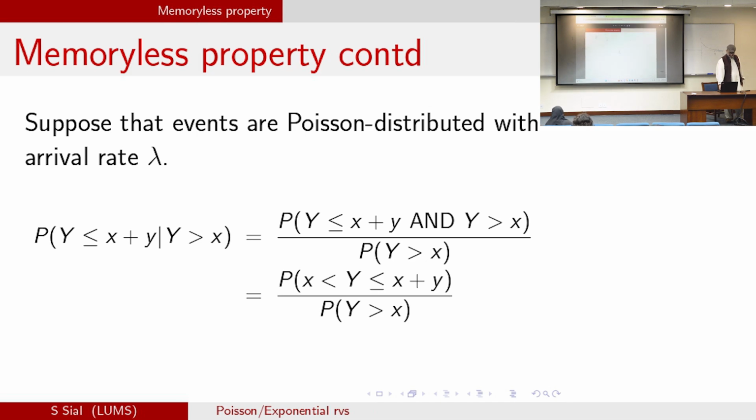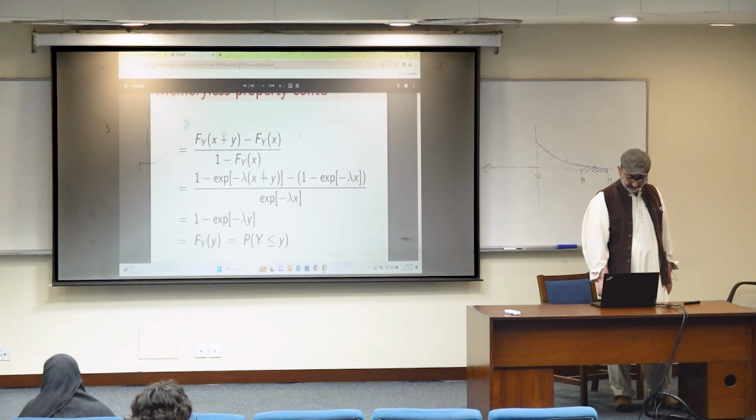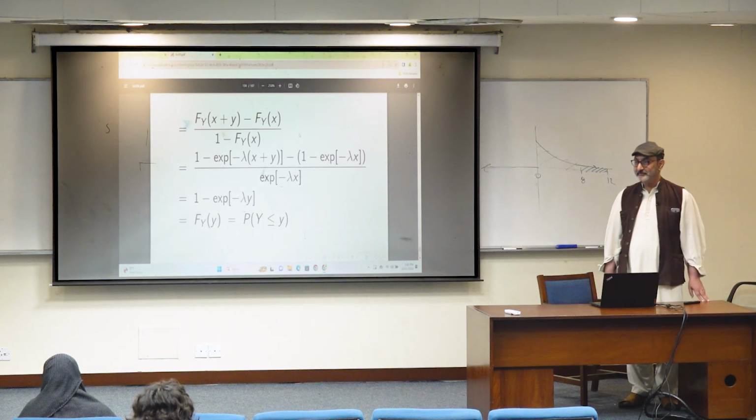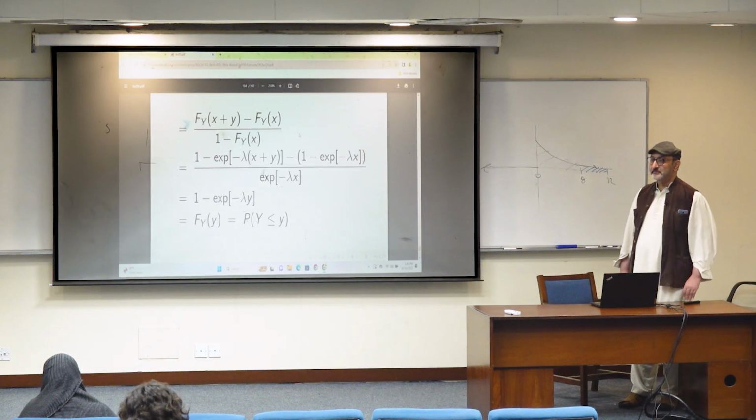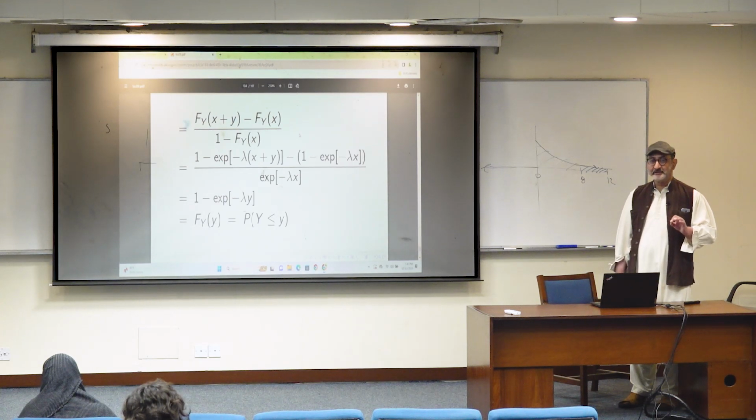Okay, so this is the probability that even though I've waited x, the probability of waiting another y, given that I've already waited x, is just the probability of waiting for y. Okay, so that's the memoryless property of the exponential random variable. This is the only random variable which has this property.